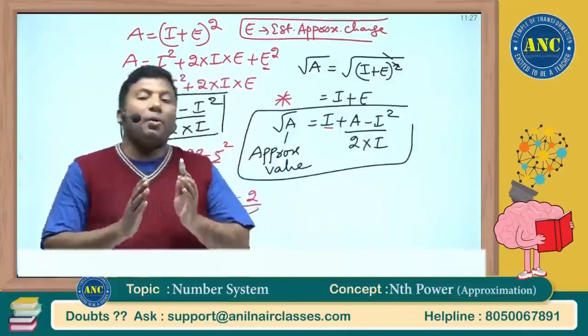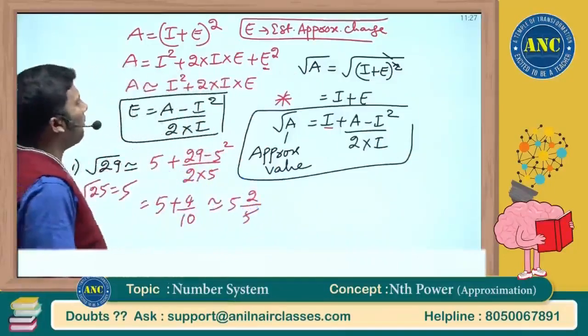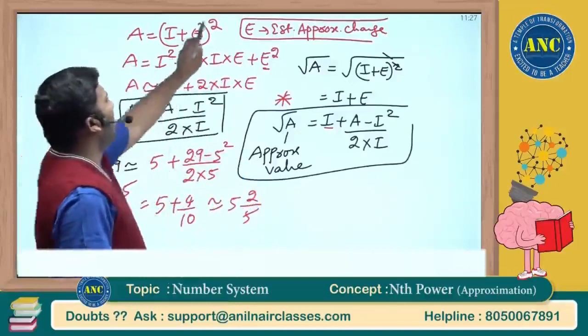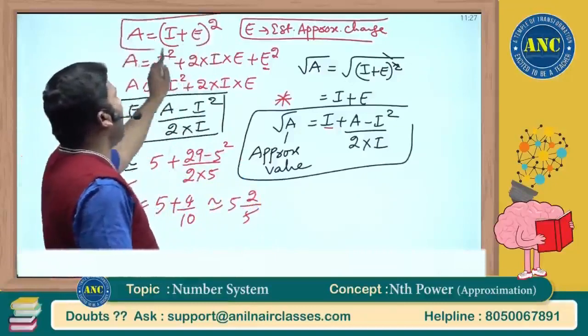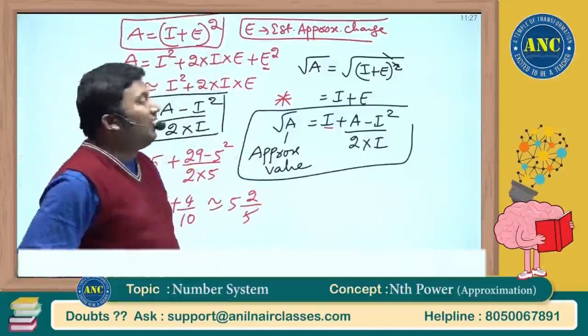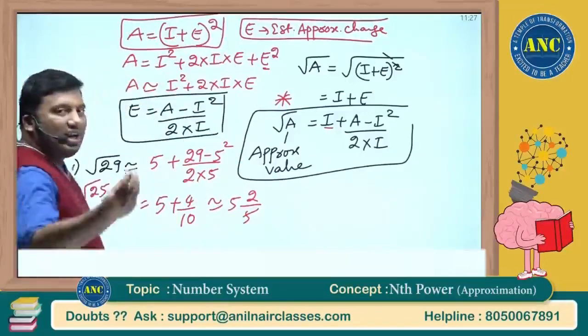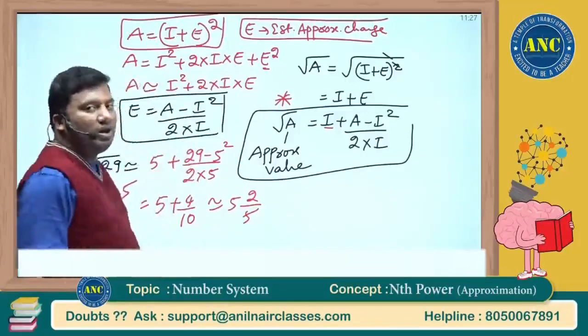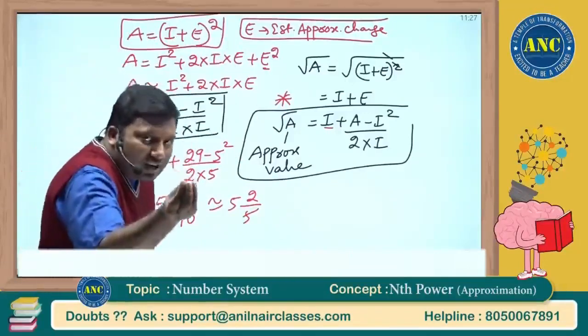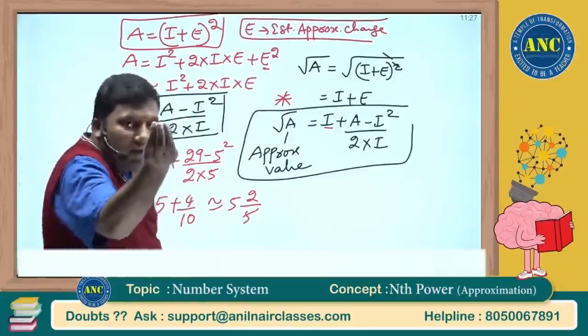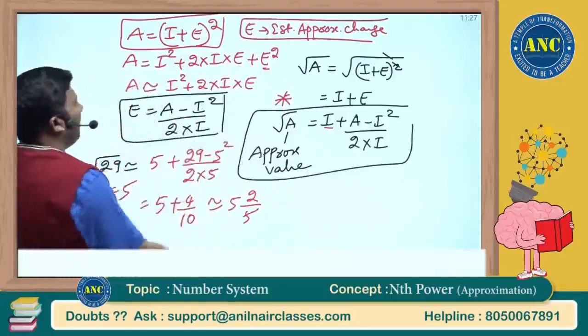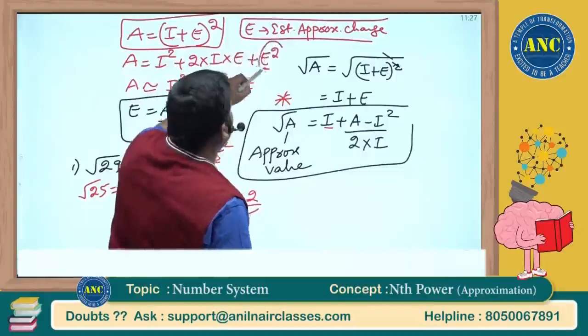How to find the approximate value of a non-perfect square, with a proof. A is nothing but I plus E whole square. I is the nearest integer. E is the estimated approximate change. The square root of 31 is 5 point something. That something is nothing but E. E is a very small value.